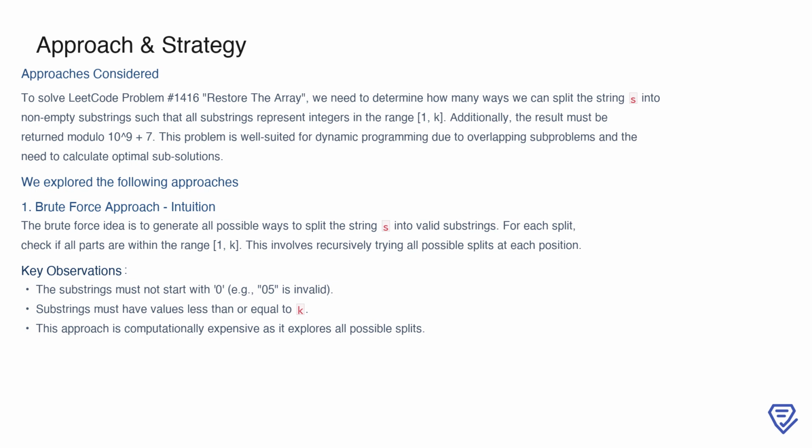Initially, we considered a brute force approach. The intuition behind this method is to generate all possible ways to split the string into valid substrings, then verify if each split meets the criteria. Specifically, the substrings must not start with 0 and their values must be less than or equal to k. While this approach is conceptually straightforward, it is computationally expensive because it explores all possible splits, making it impractical for large inputs.